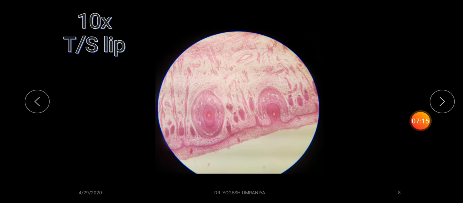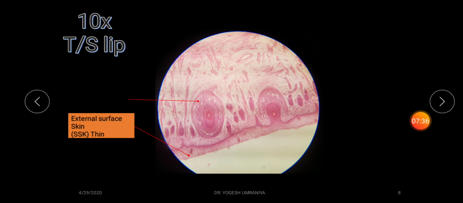Next image, you can see this is the transverse section of the lip under the 10x power. Here you can look at this epithelium, that is of the stratified squamous keratinized type, the external surface of the skin, external part of the lip that is somewhat thinner. This is the section of the hair follicle, and this structure that he is showing here, that is the blood vessel.